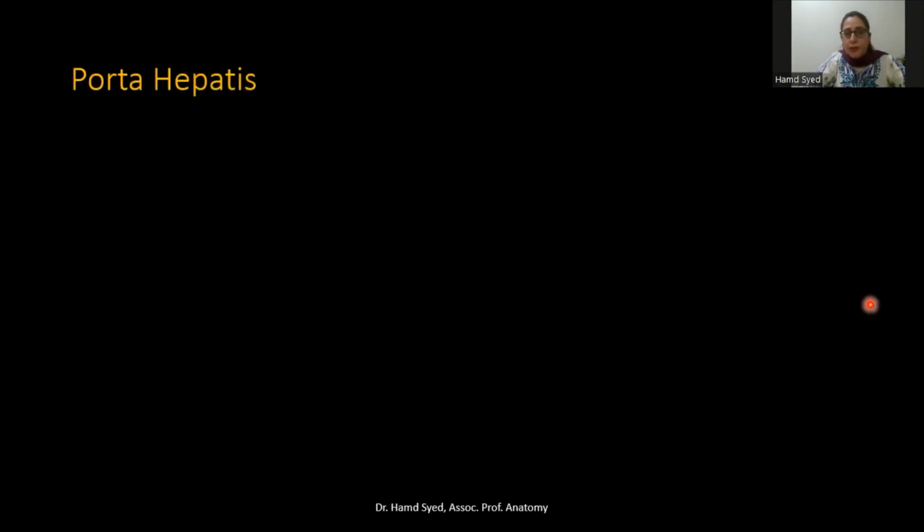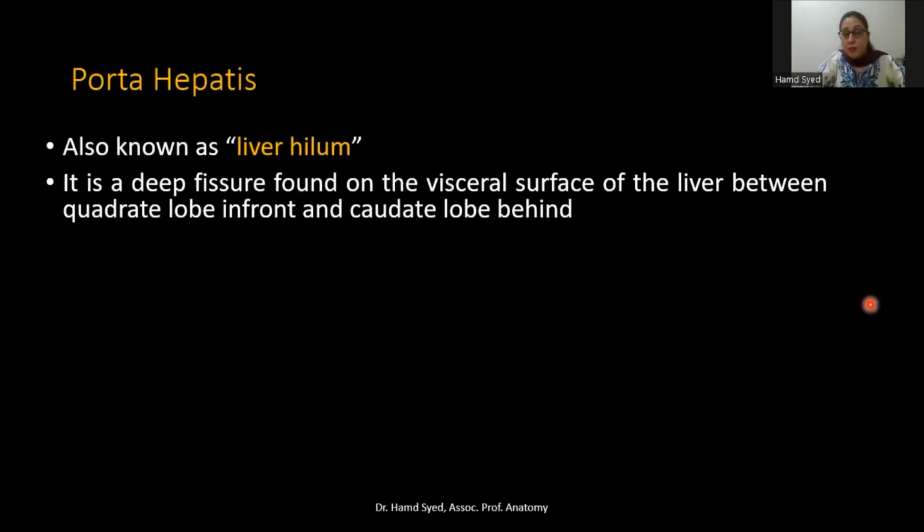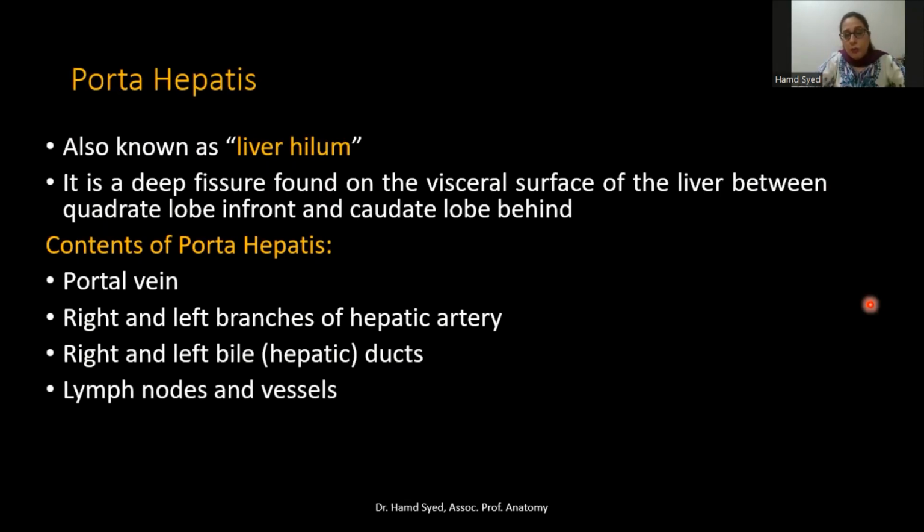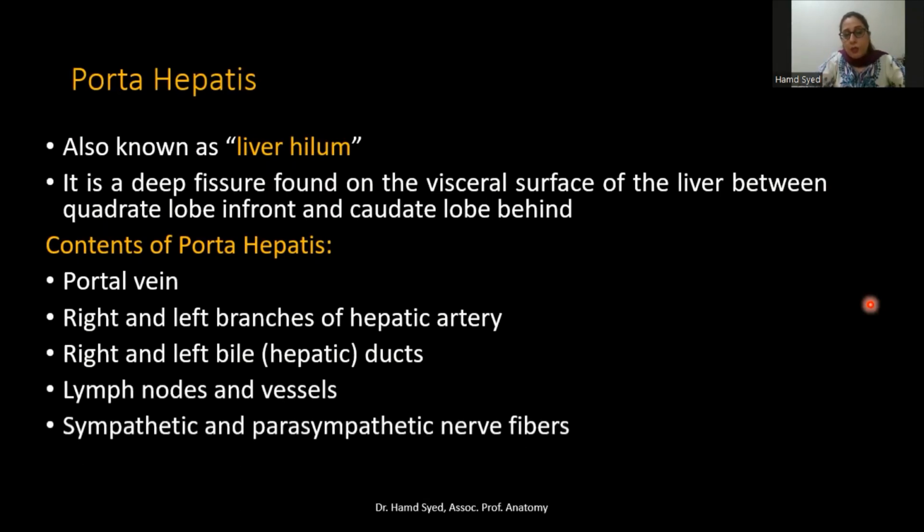Okay, Porta Hepatis is the liver hilum. Porta Hepatis is a deep fissure on the visceral surface. Also keep in mind that the Porta Hepatis is lying between the quadrate and the caudate lobes. In front of the Porta Hepatis, or anterior to it, is the quadrate lobe, whereas posterior to it is the caudate lobe. The contents, as I mentioned before, are the portal vein, the right and left branches of the hepatic artery, and the right and left bile ducts. In addition, lymph nodes and vessels are present here, as well as sympathetic and parasympathetic nerve fibers.